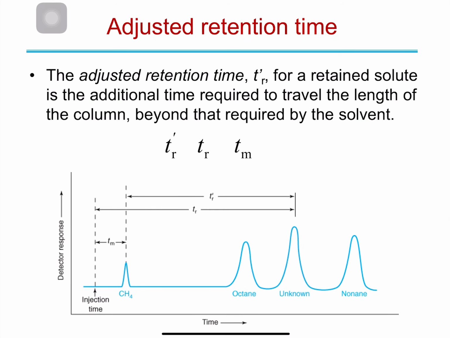Now we come to what is called the adjusted retention time. The adjusted retention time is basically the difference between the retention time and the dead time. So we can also calculate the time for our particular analyte to come out of the column, counting from the moment of the elution of the unretained solute. This is called the adjusted retention time.